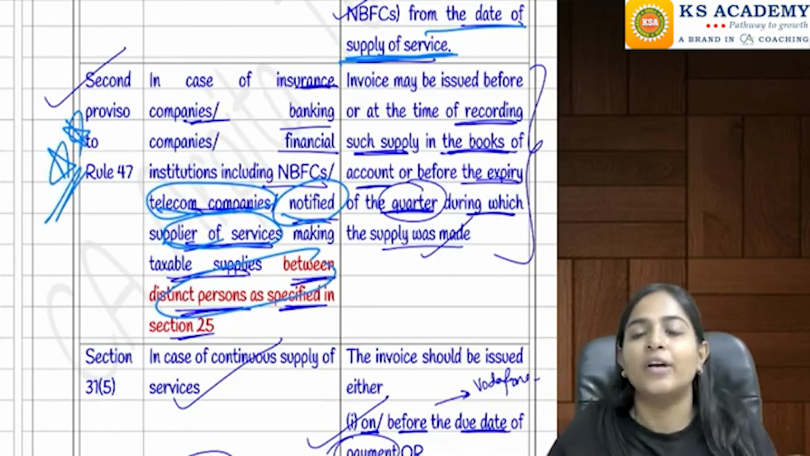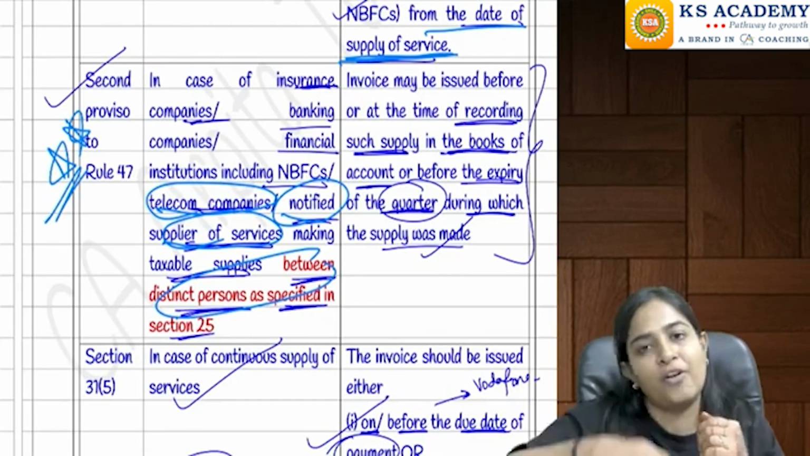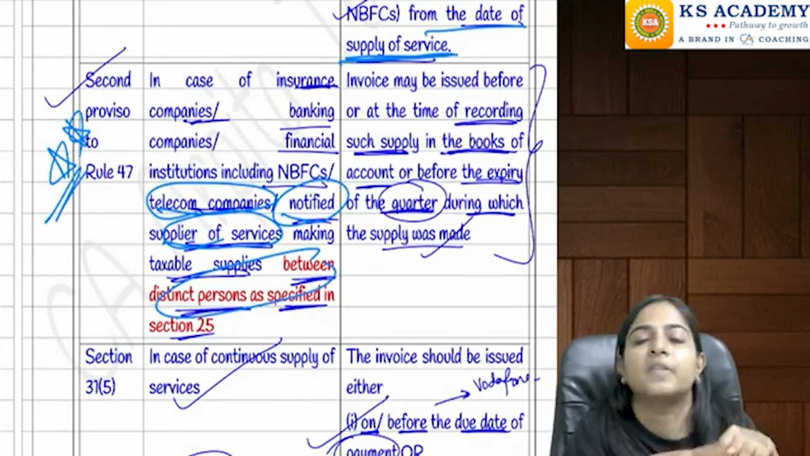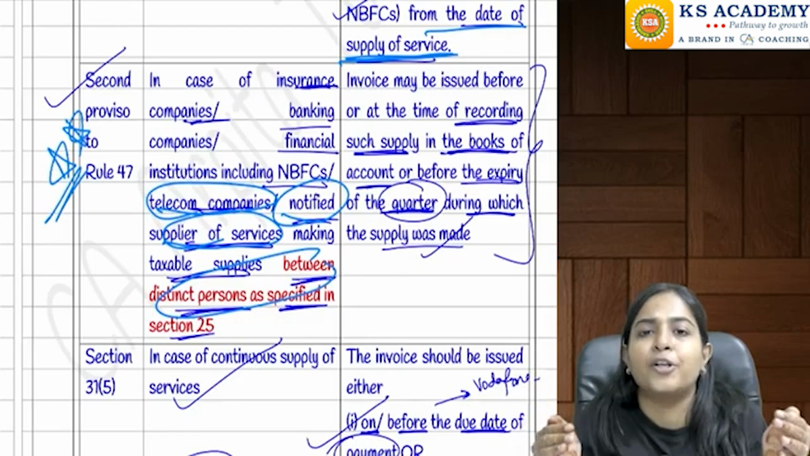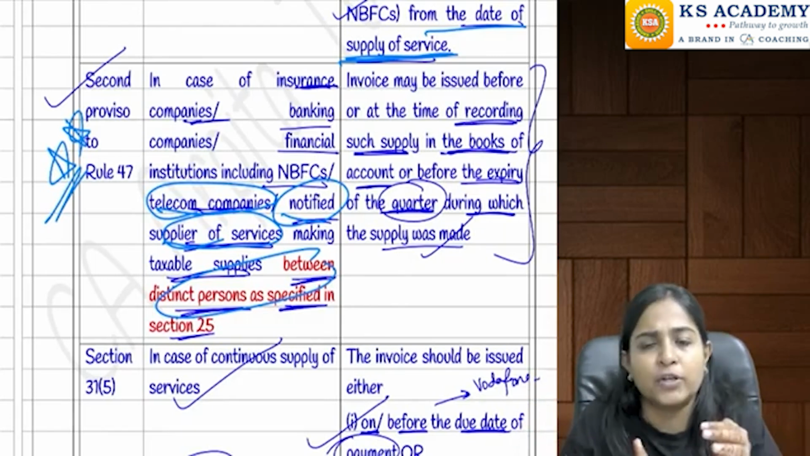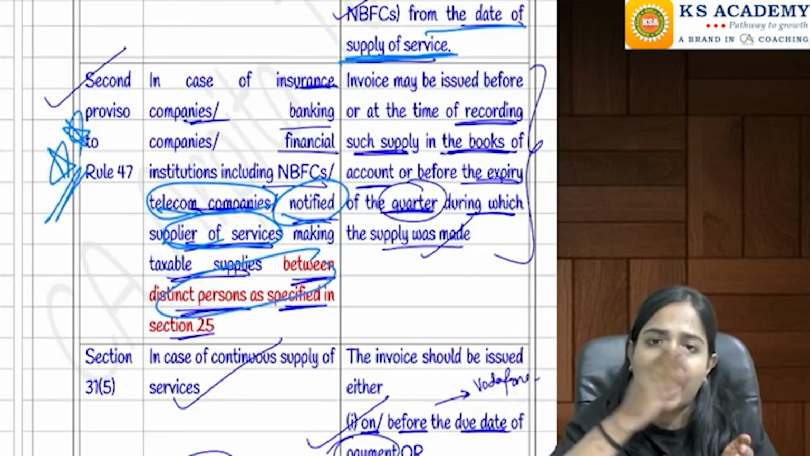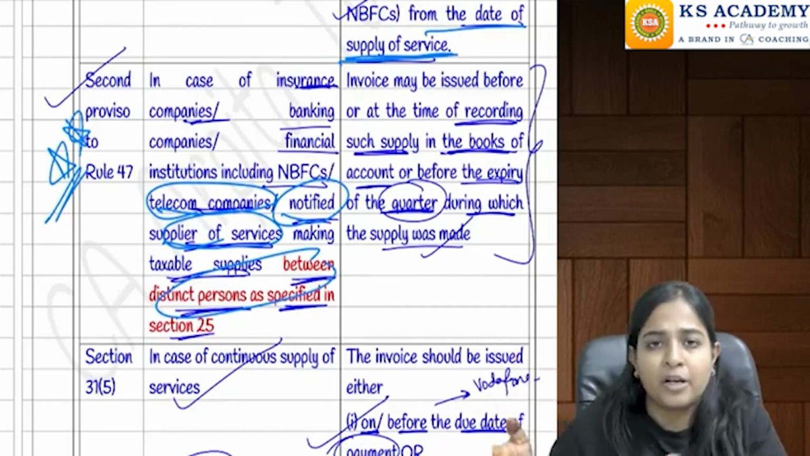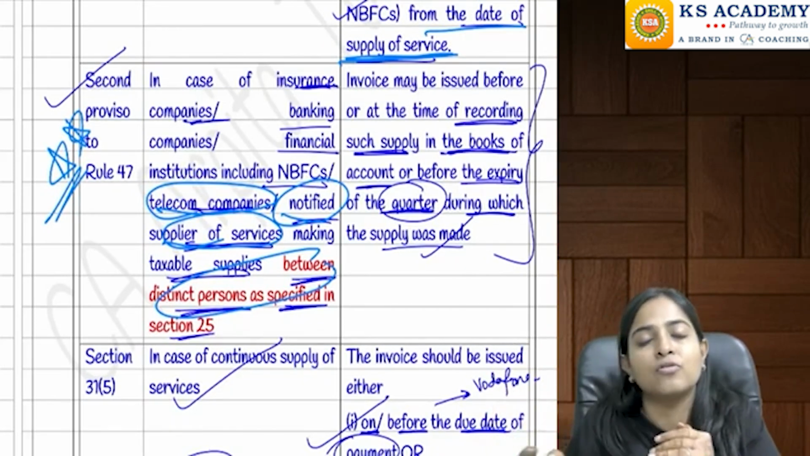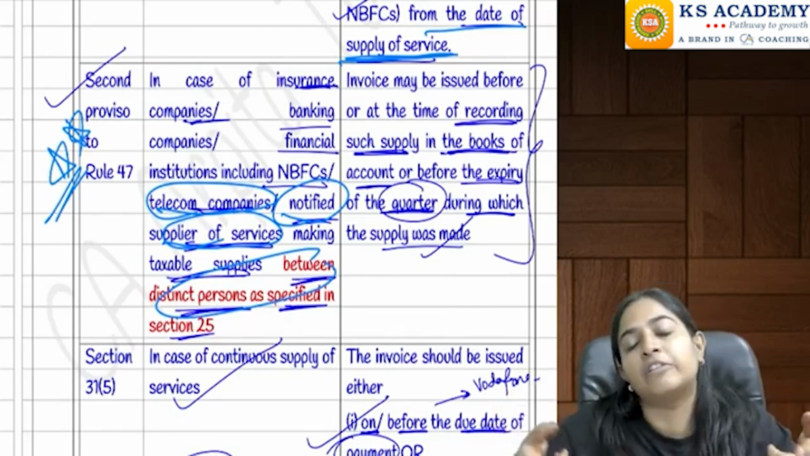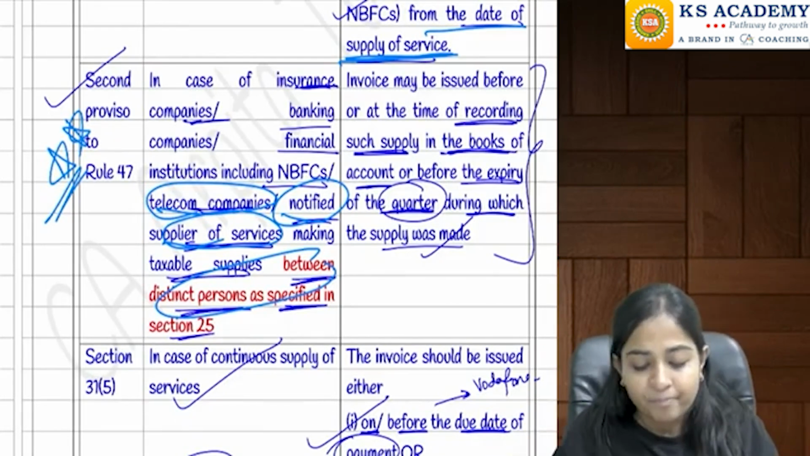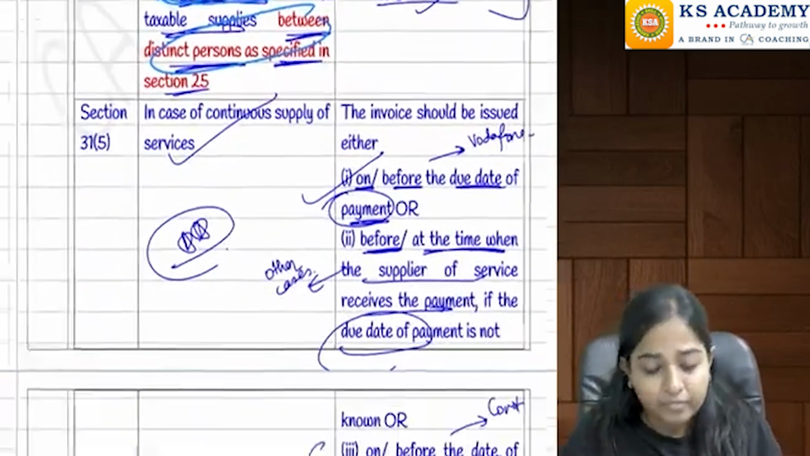So whenever you are recording such supply in the books that you have given such supply to your distinct person, that is the time of supply. Or if the supply is done during a particular quarter, normal. In case of GST also your quarter is, from a calendar year point of view, January to March, April to June, July to September, and so on. So before the expiry of that particular quarter in which you have supplied the service, that will become your time of supply. Very clear with this?